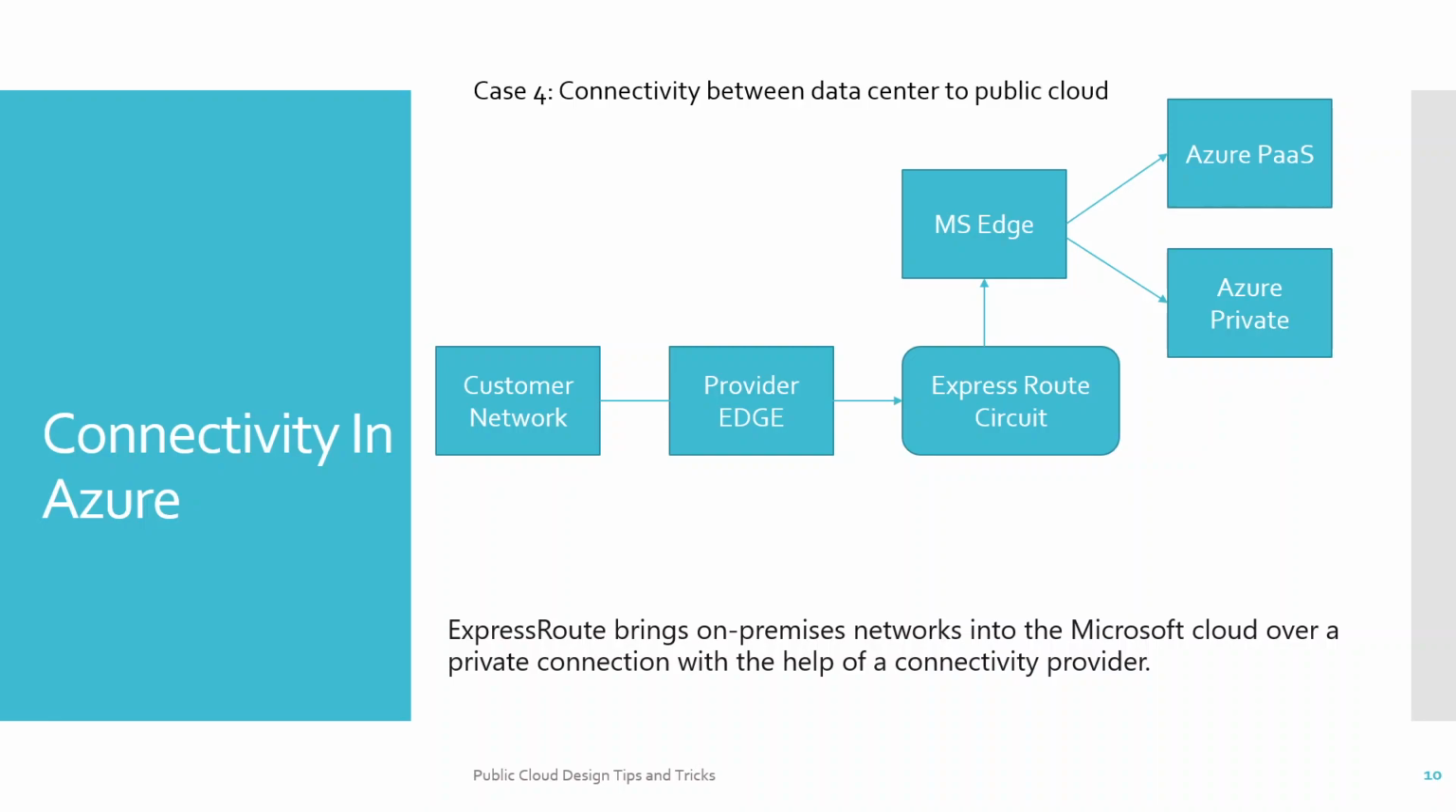Now if you see the flow diagram, the leftmost part is the customer network, which uses a private provider edge. What is a provider edge? It is provided by a network service provider. It's more of a dedicated connection provided by a provider, and that uses the ExpressRoute circuit to connect to either the Azure PaaS managed area or the Azure private area. So that is how it works. ExpressRoute brings on-premise networks into the Microsoft Cloud over a private connection with the help of a connectivity provider.